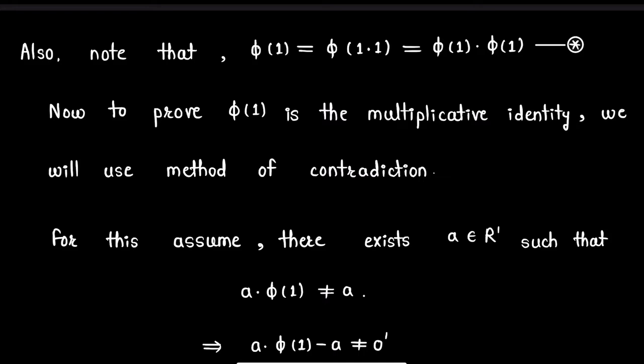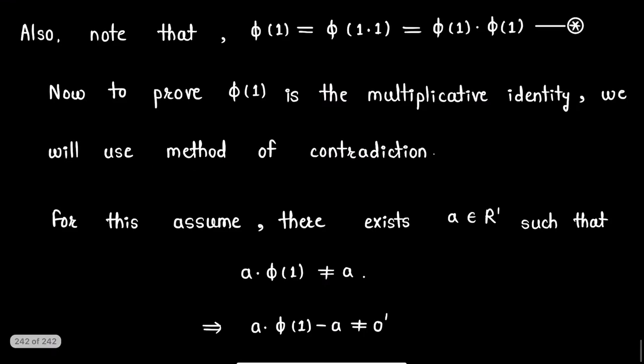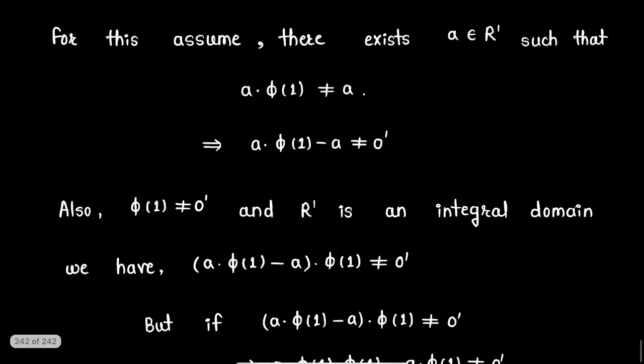We will follow the method of contradiction. So we will assume here that there exists some element, say a in ring R dash, such that a dot phi of 1 is not equal to a, which implies a dot phi of 1 minus a is not equal to 0 dash. Also we have proved that phi of 1 is not equal to 0 dash. Now since R dash is an integral domain, both these elements, a dot phi of 1 minus a and phi of 1, are non-zero. So their product must be not equal to 0.